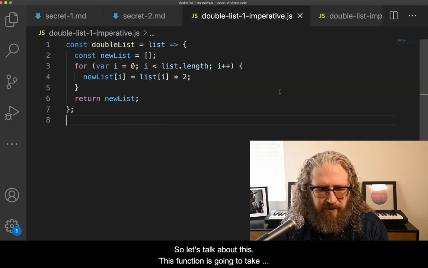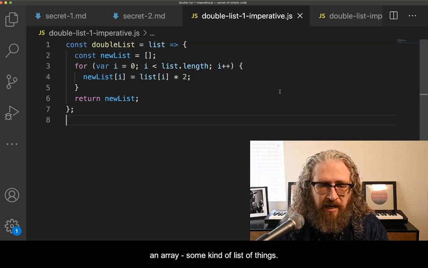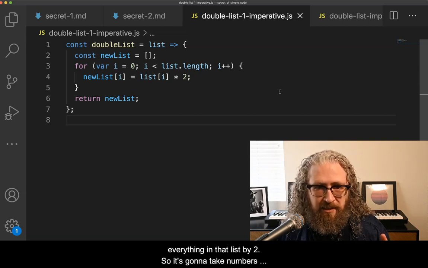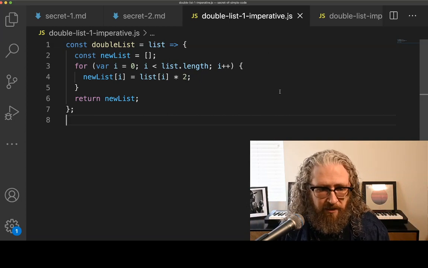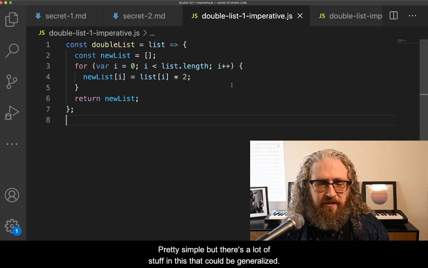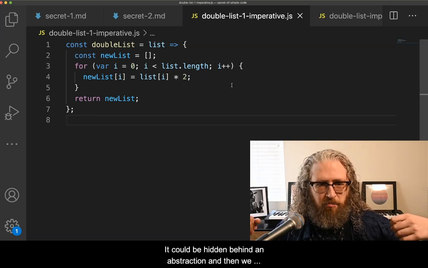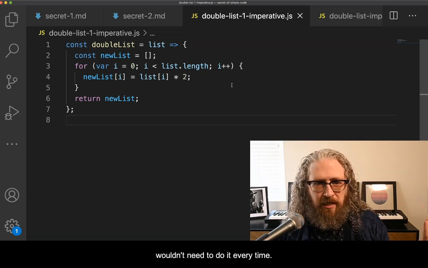So let's talk about this. This function is going to take an array, some kind of list of things, and it's going to iterate over that list of things and multiply everything in that list by 2. So it's going to take numbers and multiply them by 2. It's pretty simple, but there's a lot of stuff in this that could be generalized, right? It could be hidden behind an abstraction, and then we wouldn't need to do it every time.